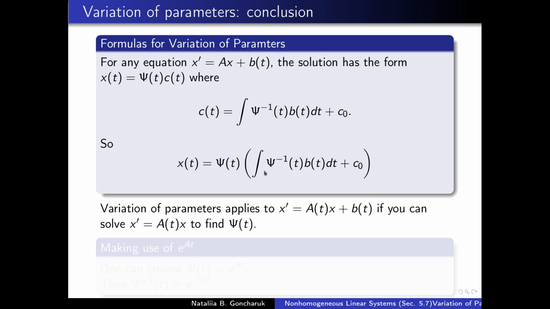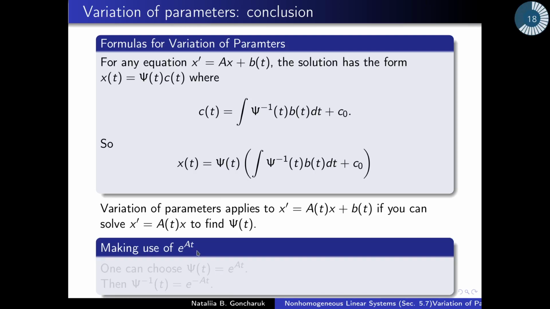Now, this formula can become a little bit simpler if you use the matrix exponential in place of the fundamental matrix. From the previous class, you know that the matrix exponential is a particular case of the fundamental matrix. So you can choose psi equals e to the power At and substitute it here. This could be a shortcut because the matrix exponential is easy to invert. Its inverse is just e to the power minus At.